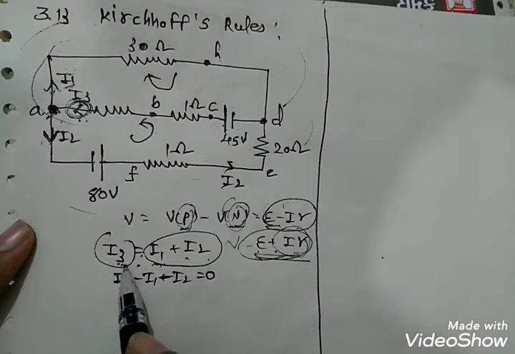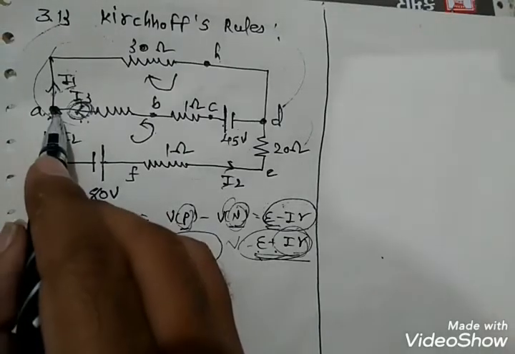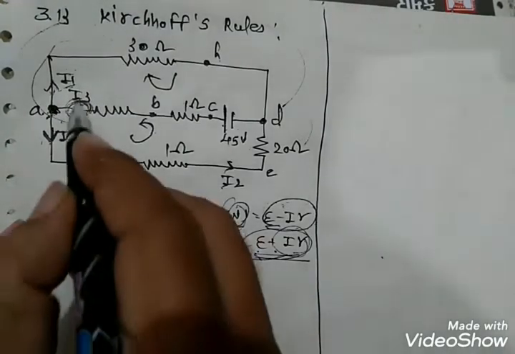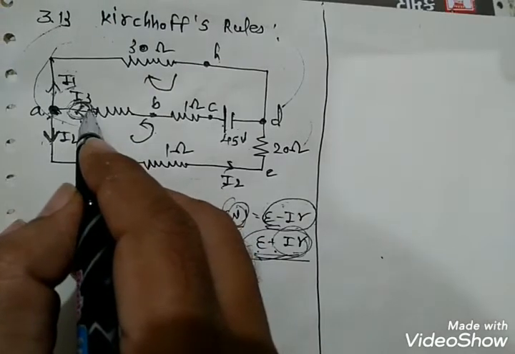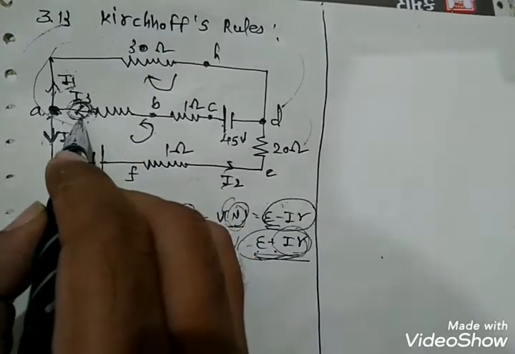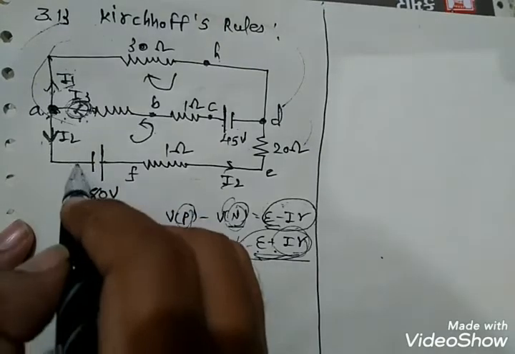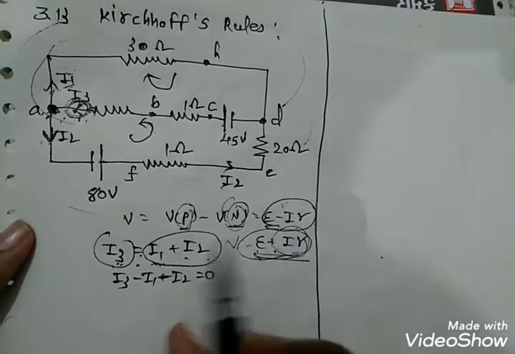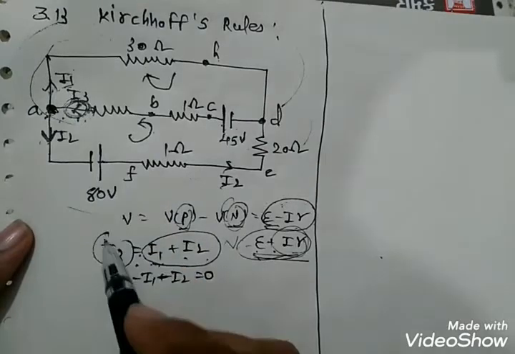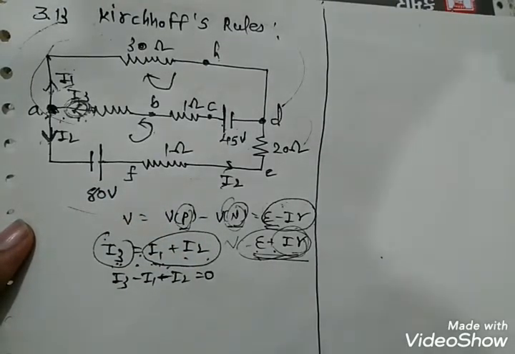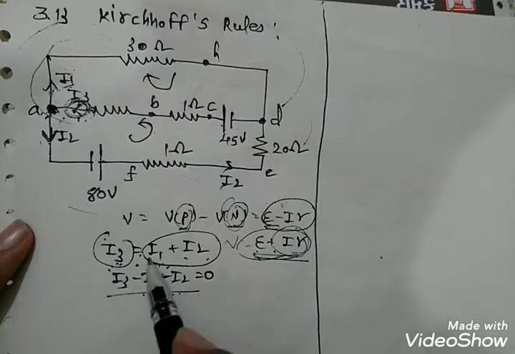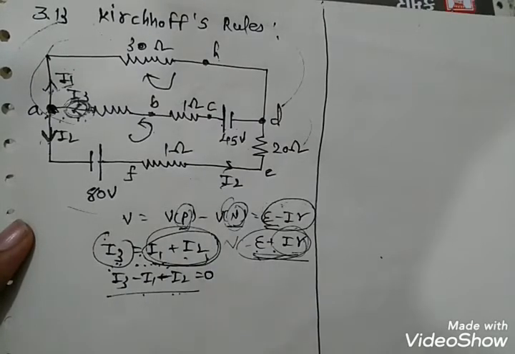So at any junction, the sum of the current entering is equal to the sum of the current leaving. The entering current is only I3, and the leaving current is I1 plus I2. Otherwise, I3 minus I1 minus I2 is equal to 0, because I3 is equal to the sum of these two currents. So the total current in this case is 0.